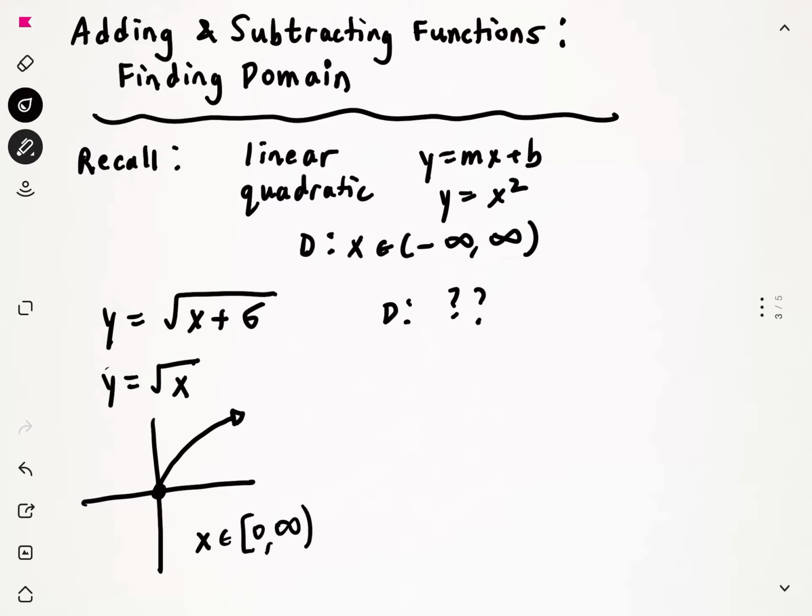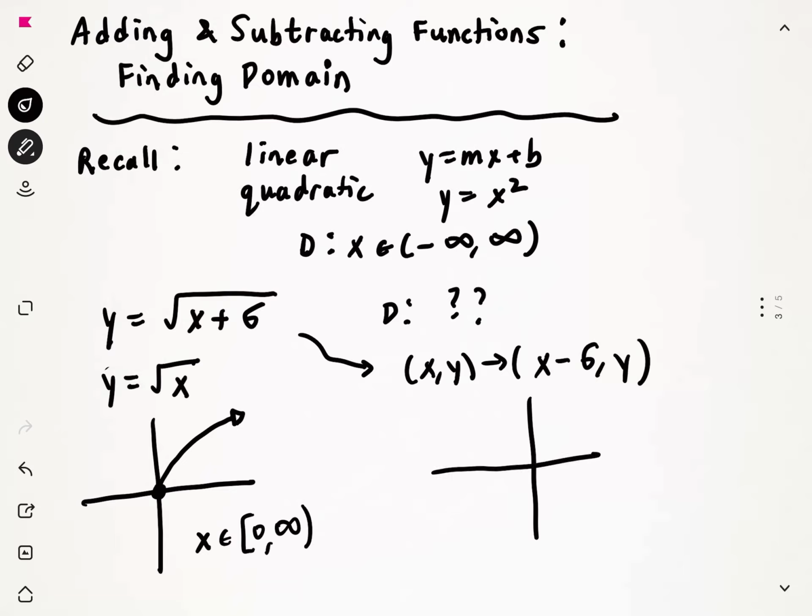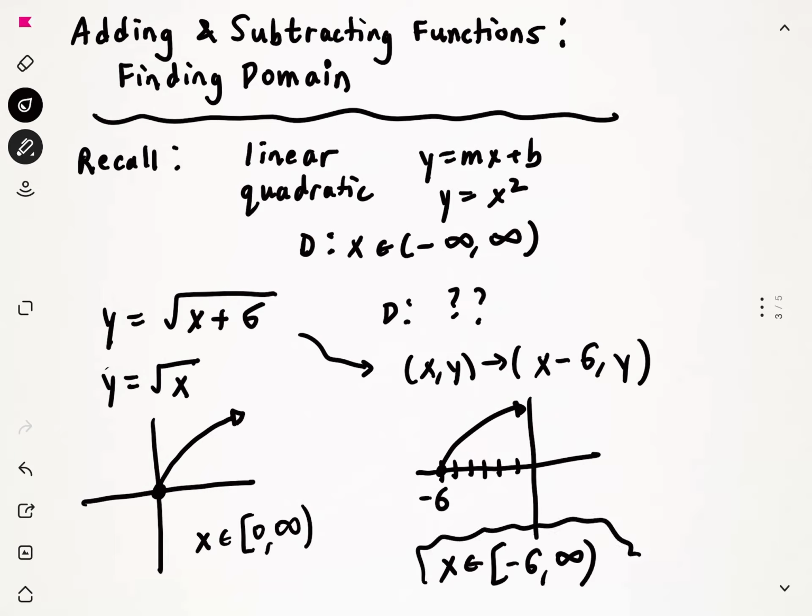So we have the square root of x. So if we do the square root of x plus 6, well, if we think about it in terms of mapping notation, then that would be x minus 6 in the mapping notation, which means that the graph would move 6 units to the left. So we would wind up here at negative 6 and nothing else happening. So you can see that the domain for this would be from negative 6 to infinity. No reflections or anything. It just happened to move 6 units to the left. So this would be the new domain.